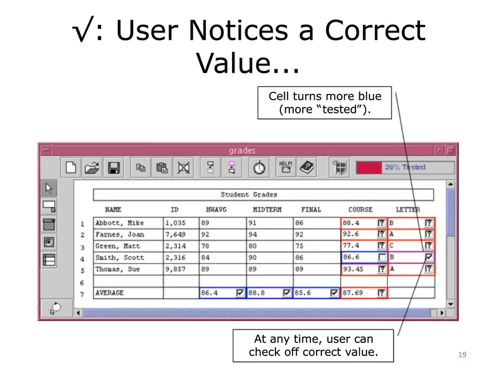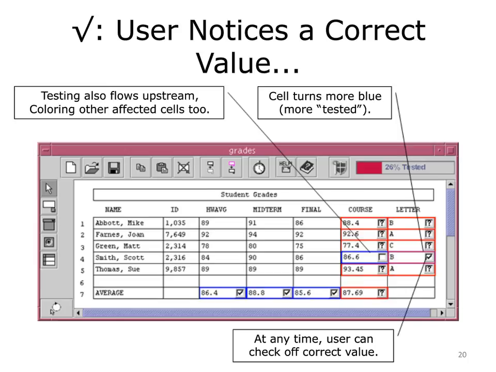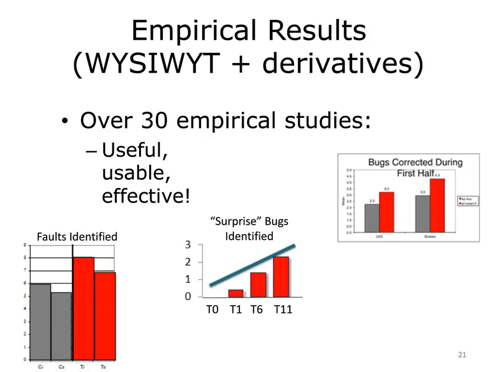And the testing kind of swims upstream against the dependencies. So other cells that affected that cell, if the test covered some more dependencies in those chains too, then those will turn closer to blue. So that's really worked out quite well. There have been any number of empirical studies on WYSIWYT and its derivatives. And what they've shown is that this approach has been actually useful, usable, and effective by ordinary end users. So that's great.